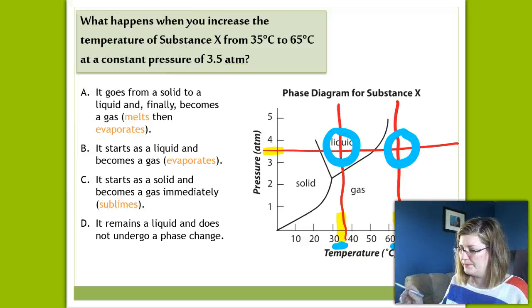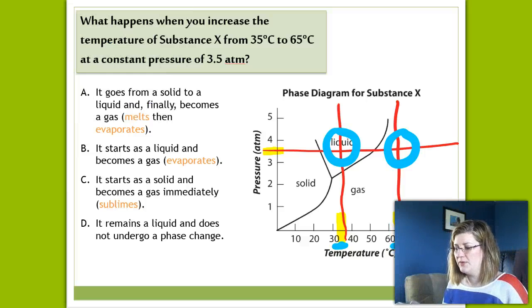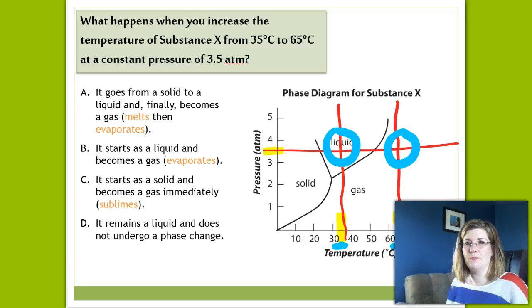The options are, you went from a solid to a liquid and finally becoming a gas, so you're melting and then evaporating. It started as a liquid and became a gas, it evaporated. It started as a solid and became a gas immediately, which we would call subliming, or it remained a liquid and did not undergo a phase change.